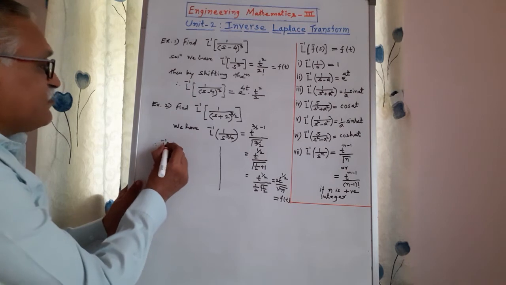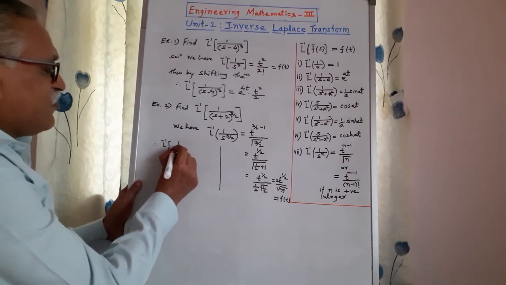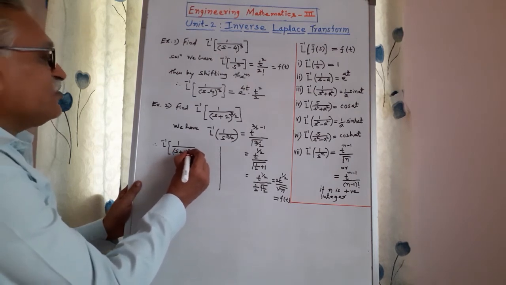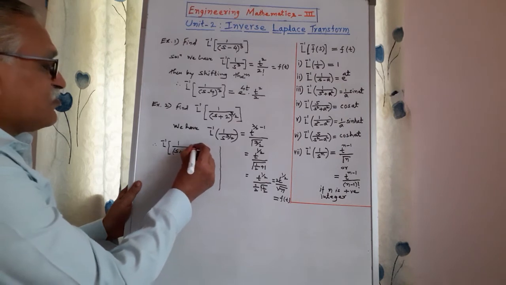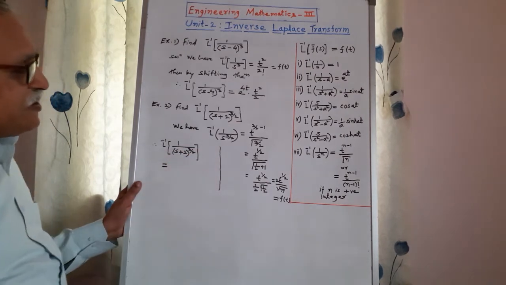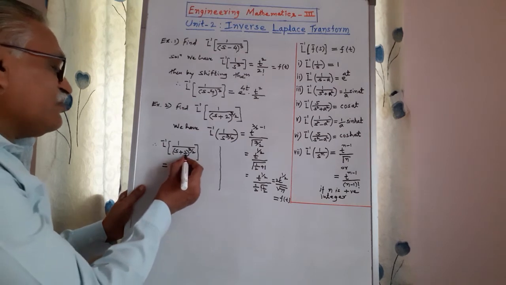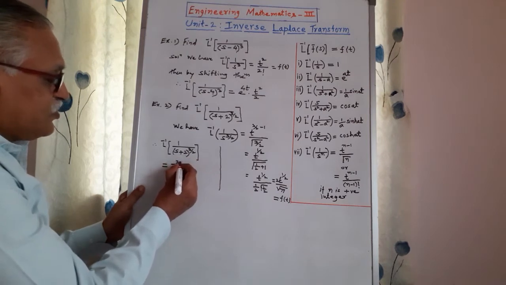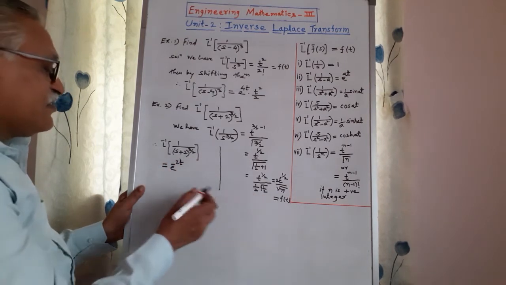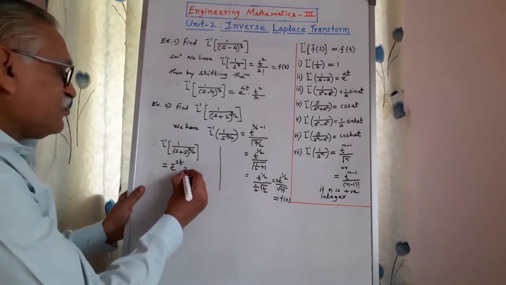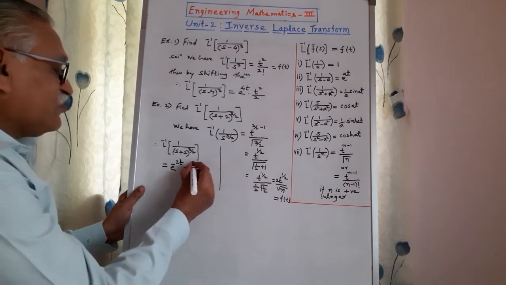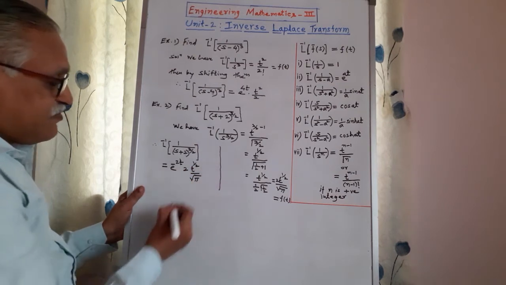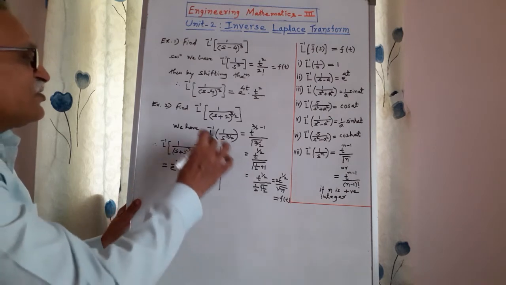Therefore inverse Laplace of 1 upon (s plus 2) raised to 3 by 2 is, by the shifting theorem, e raised to minus at, where it is s plus a and a is here 2, so e raised to minus 2t into f of t, and f of t is 2 t raised to 1 by 2 divided by root pi. This is the answer for this inverse.